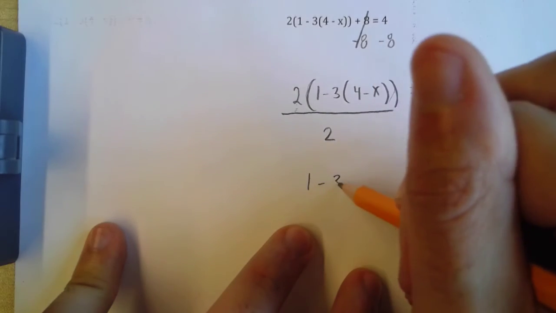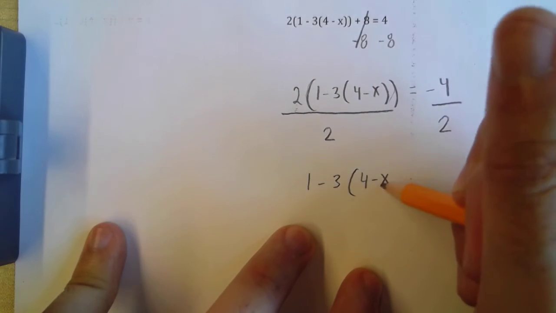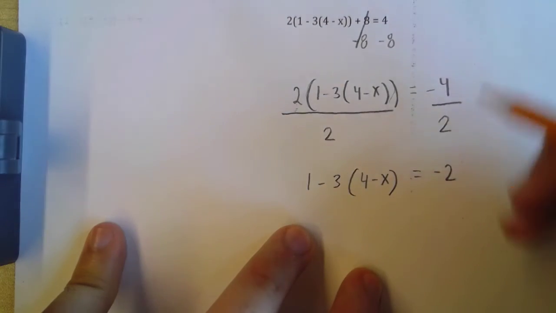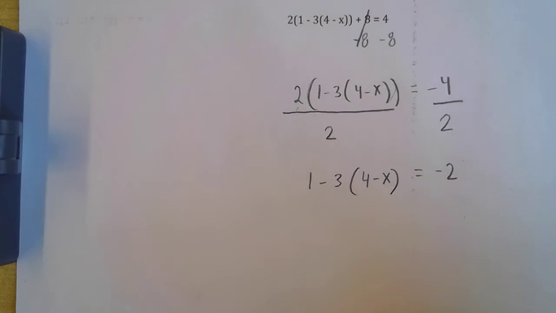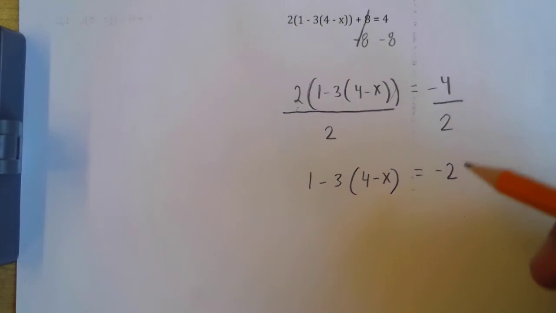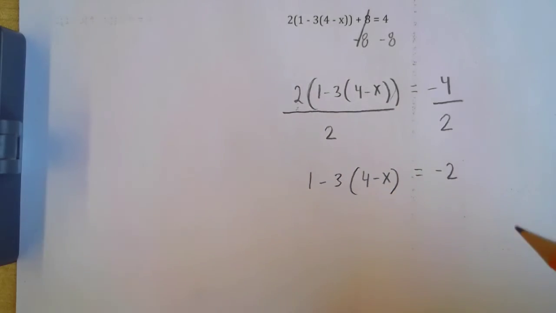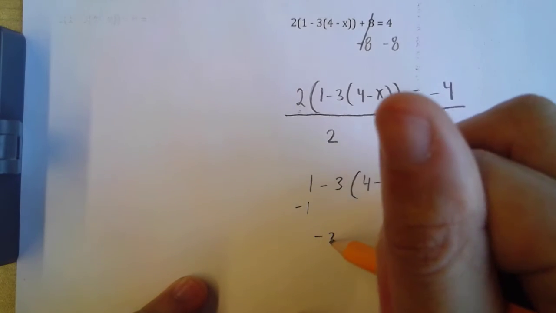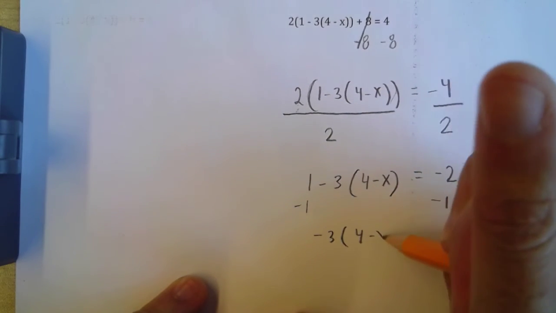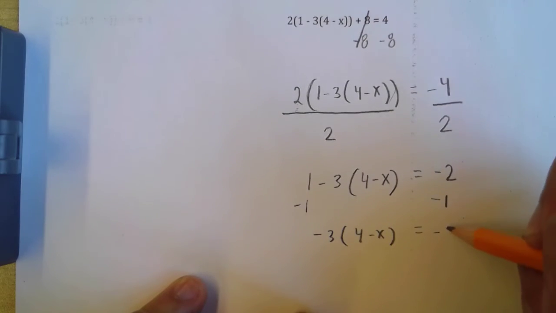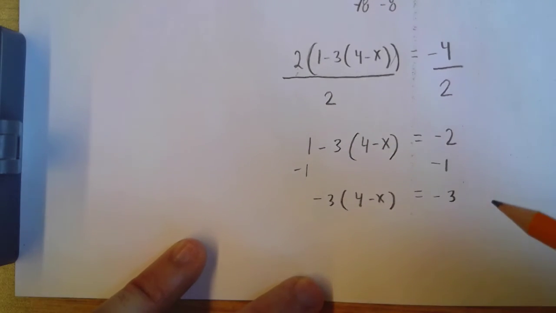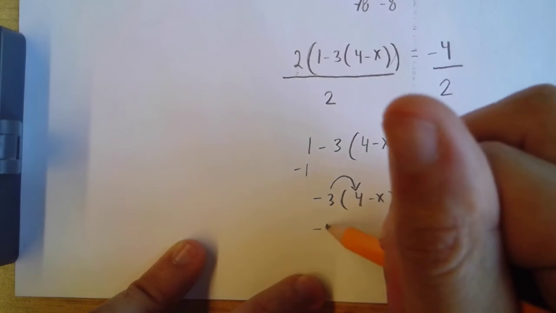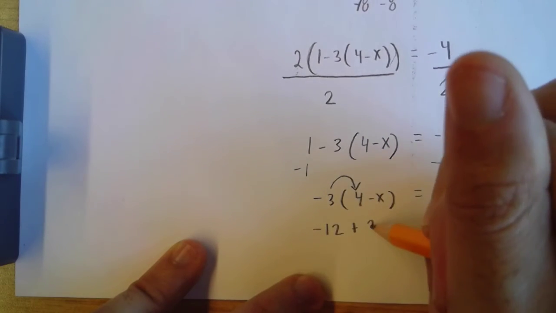I'm left with 1 minus 3 parentheses 4 minus x, close parentheses, is equal to negative 2. A negative divided by a positive is going to remain a negative, so negative 4 divided by 2 is negative 2. Here I can definitely subtract 1, which is an interesting way of going about it. And I'm left with negative 3 parentheses 4 minus x, close parentheses, is equal to negative 3. I can follow that up by doing some distribution, where I get negative 12 plus 3x.